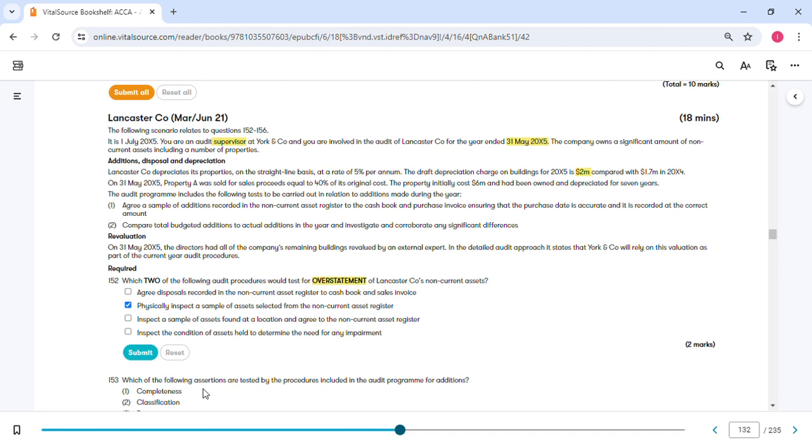Okay, at the end of the year. They say that any sample is purchased, recorded at the end of the year. Tell me which one I can take. The first one is not with respect to addition. The third one, we are talking in terms of in general. Inspect the conditions of the assets held to determine the need for any impairment at the closing date.